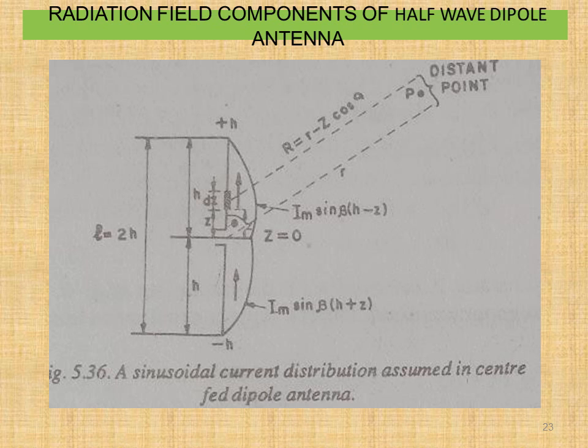Now we can see the particular dimensions. When z has been taken as a reference, from z equal to 0 to the top of the dipole has been taken as h, and similarly to the bottom, from z equal to 0 to z equal to minus h, it has been taken as h. So the length of the dipole has been taken as 2h, two times h.